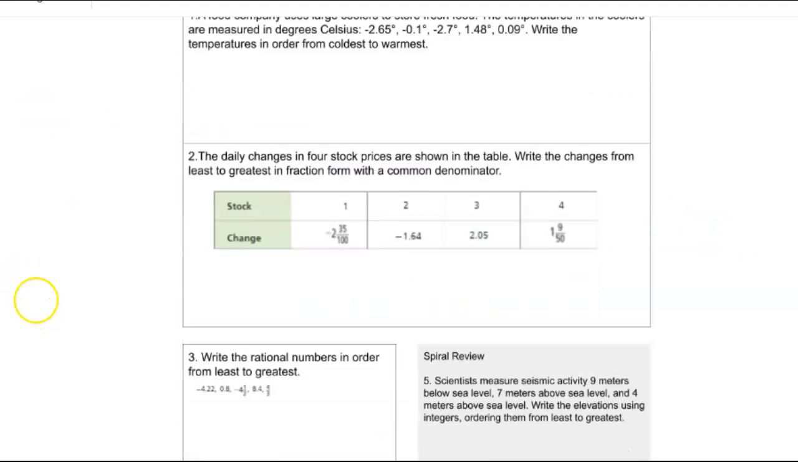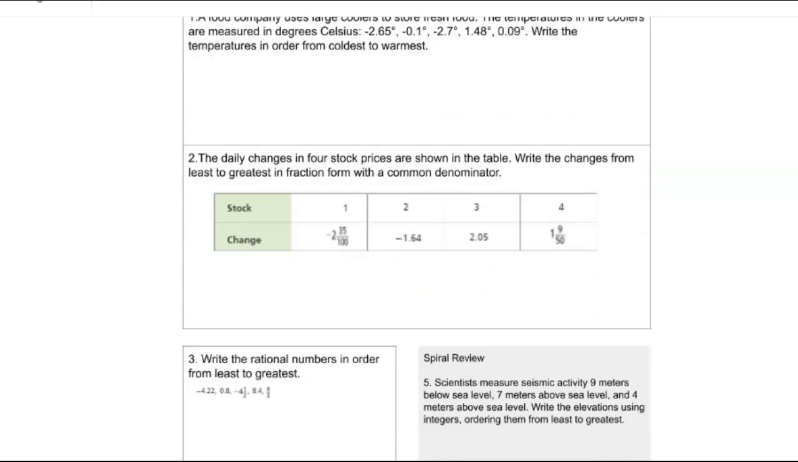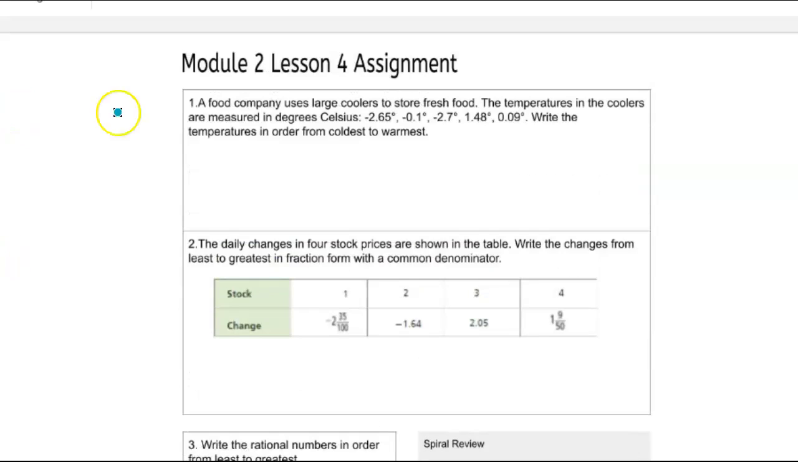You have several questions, not too many. You only have 7. The first one, we're going to go coldest to warmest with these numbers right here. So remember, you're starting with the negatives and you're going to end with the positive. I know right now this is my only positive number, so it's going to be the biggest. They're all in decimal form, so that one should be pretty quick for you.